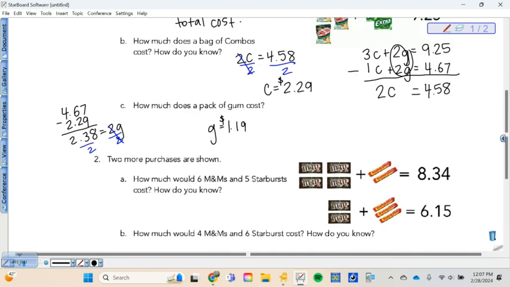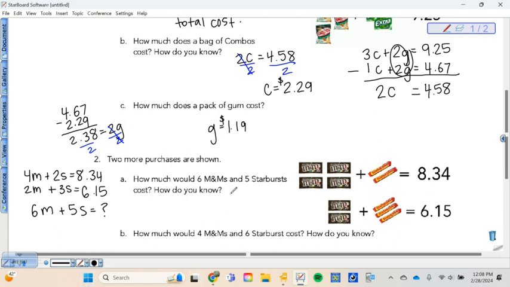All right, so now we have M&Ms and we have Starbursts, and these ones are a little trickier. See if you can figure these out. So I know that 4 M&Ms and 2 Starbursts cost $8.34, and I know 2 M&Ms and 3 Starbursts cost $6.15. So I want to know how much does 6 M&Ms and 5 Starbursts cost?